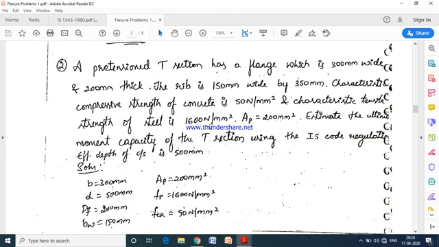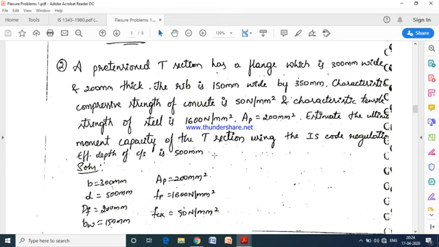Second problem, a pre-tensioned T section has a flange which is 300 mm wide and 200 mm thick. The rib is 150 mm wide by 350 mm. Characteristic compressive strength of concrete is 15 Newton per mm square and characteristic tensile strength of steel is 1600 Newton per mm square. AP, it is 200 mm square. Estimate the ultimate moment capacity of the T section using IS code regulations. Effective depth of cross section is 500 mm.